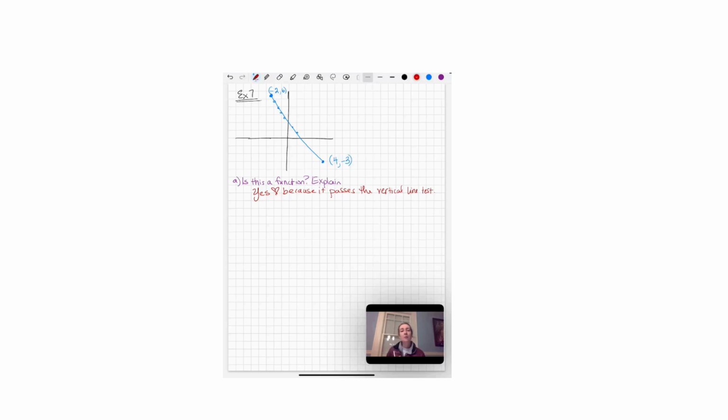So in my classroom, that was a good justification for me because I knew my students knew the vertical line test. But you should pay attention to how your teacher answers this, because they might ask you to do a slightly different explanation. Like they might ask you to say each input only has one output or something like that. So just watch, because all of us math teachers are a little different.